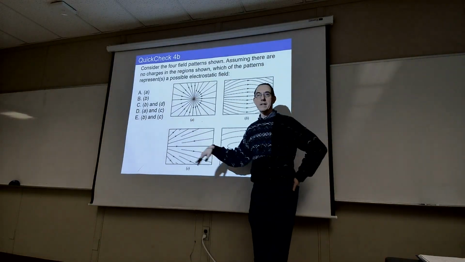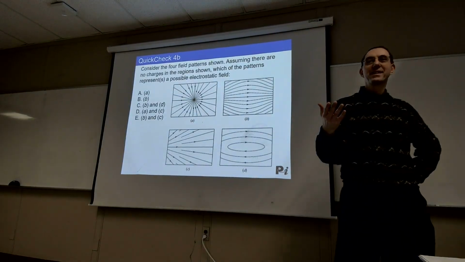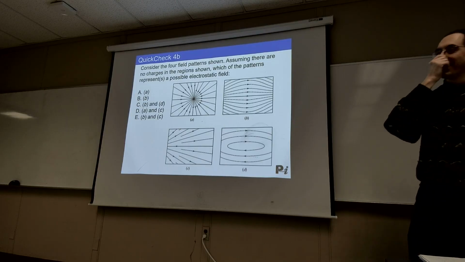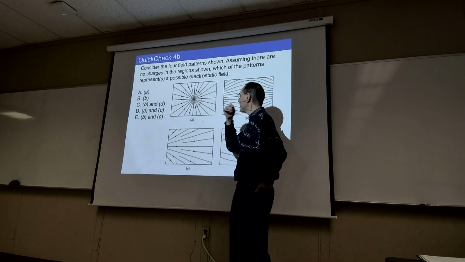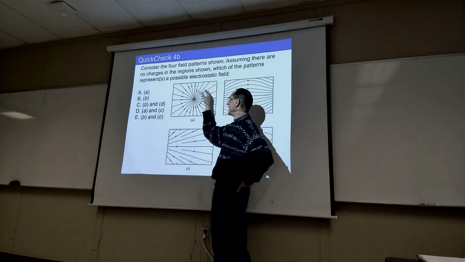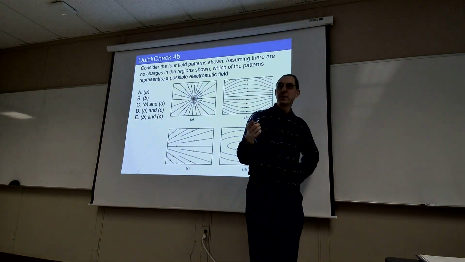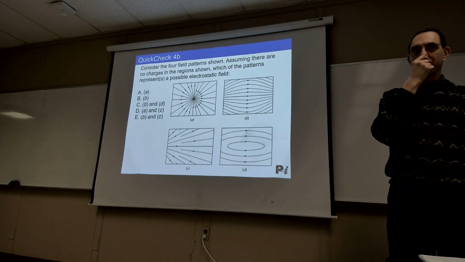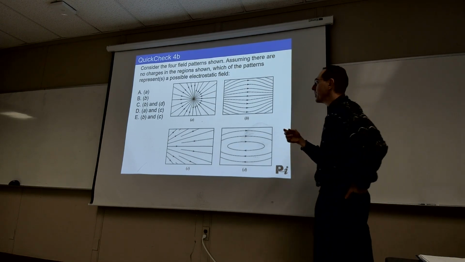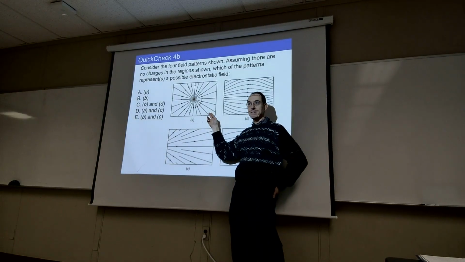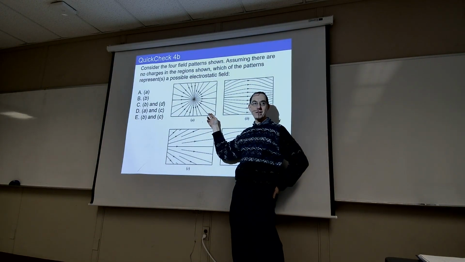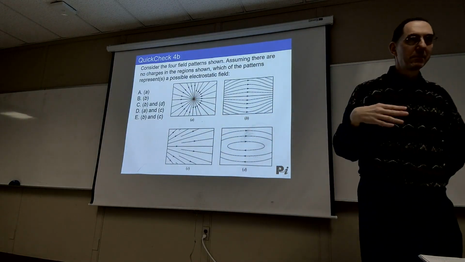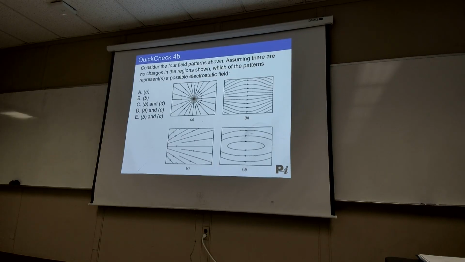So what's the problem with A? Where do we start? It looks like it can't figure out what it wants to do. It looks like negative on this side, positive on this side. What's the other problem here? What cannot exist within the box? Charge. Right, there's no charge in the box, so we can't have any place where the field lines actually originate. That can't happen. So I agree, A is not a good choice.